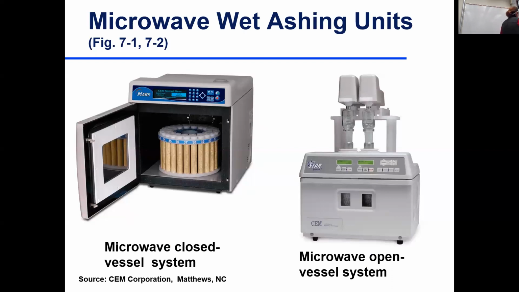So these are the examples. For instance, this is the closed vessel system. If you have a sample which is hard to digest, you can use this system, using only one solvent, one reagent like nitric acid. That is enough, and you can conduct the assay within 30 minutes for about 40 samples. But if you need to analyze something like 10 grams of sample, there is another option for microwave assistance, which is called the open vessel system, on the left.